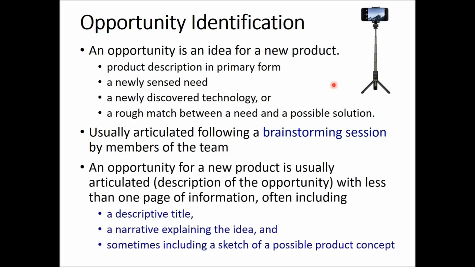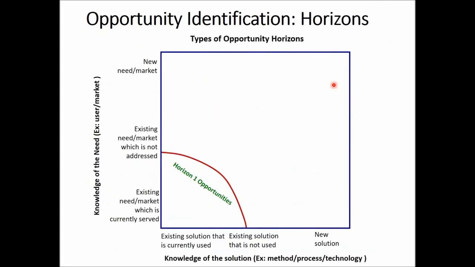So once you realize or recognize the opportunities, you could come up with a kind of description of opportunities, a descriptive title describing what kind of project or product it is, and then a brief description about the product, and a few sketches about how the product would look like would be the main parts in such an opportunity description.